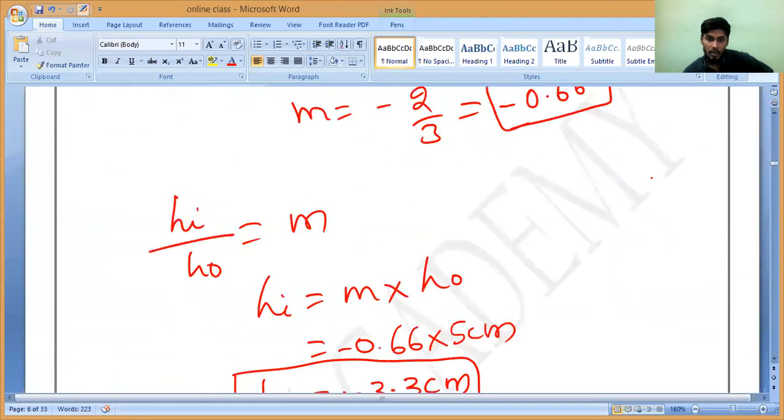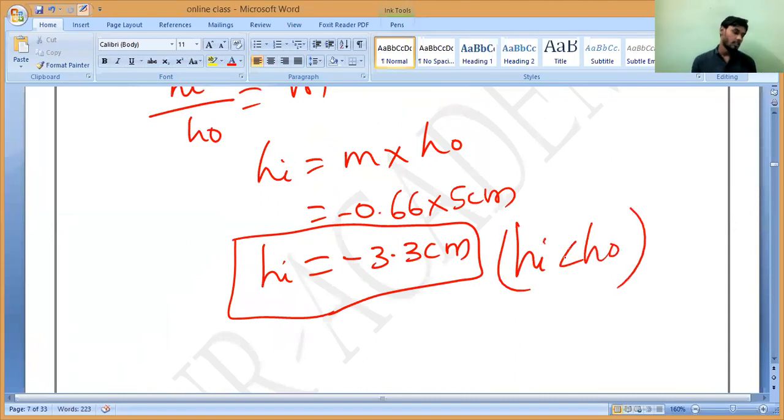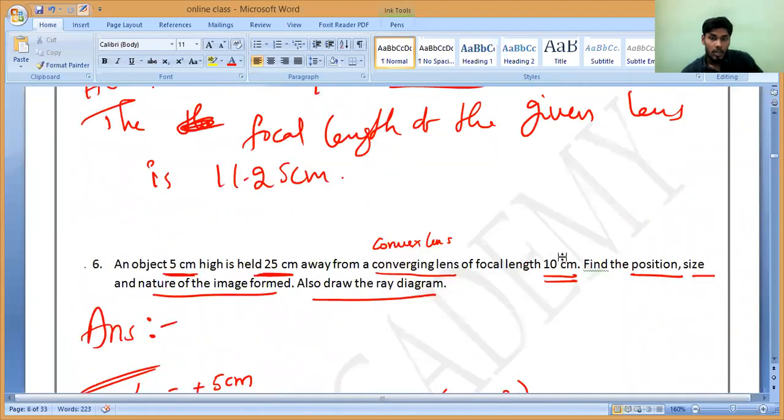So you may observe here, finally you can write: the height of the image is less than the height of the object. So the magnification is also less than 1. Is it verified or not? That's all. Anybody having any doubt, you ask me. Solve it. Do you understand, Anusri?